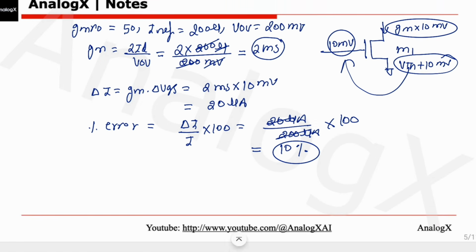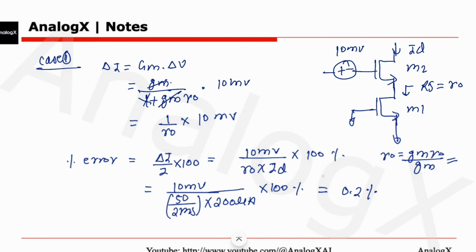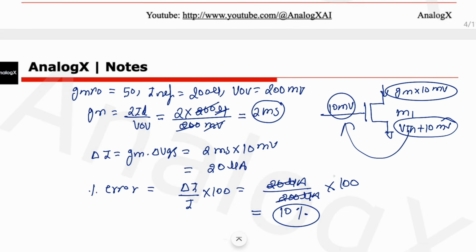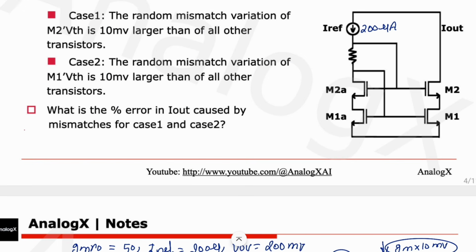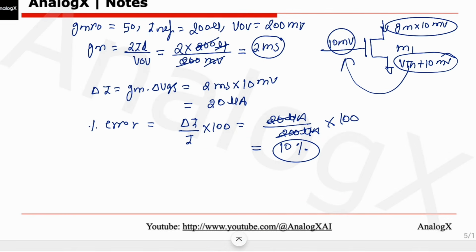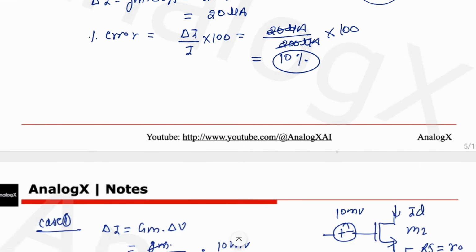So solve this question and let me know if you have any doubt or you see any wrong solutions. You can also solve it by Vth mismatch. You can solve it like this: there is 10 millivolt at M2, this will come as a source follower here, so that will come as 10 millivolt, and then again at M1 and M1A there is Vth mismatch. From that approach you will also get the same answer.